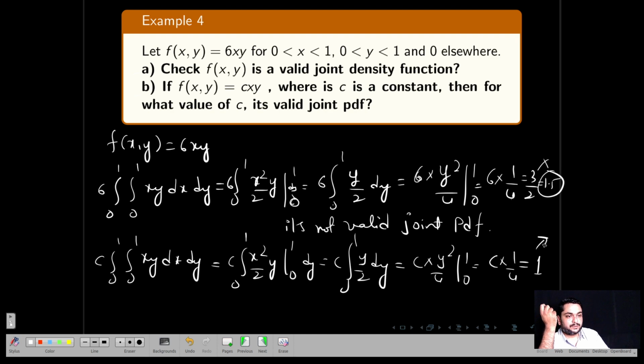A valid joint PDF means the area should be 1. So that implies C is equal to 4. If C is equal to 4, then this will become a valid PDF.